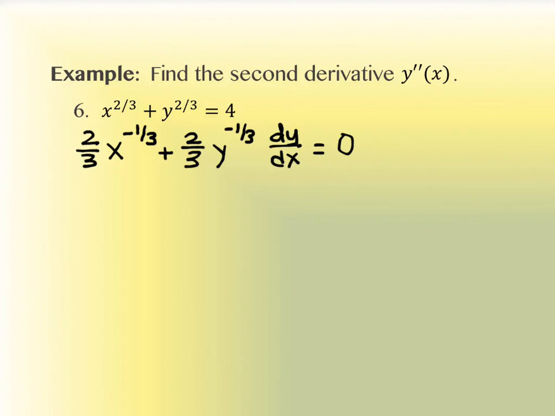Okay, this is just like what we've done before, different function, but this is still the same process. So solving this for dy dx means the first thing I'm going to do is to move the 2/3 x to the negative 1/3 to the other side. Agreed? Okay. So I'm going to end up having 2/3 y to the negative 1/3 dy dx equals negative 2/3 x to the negative 1/3.